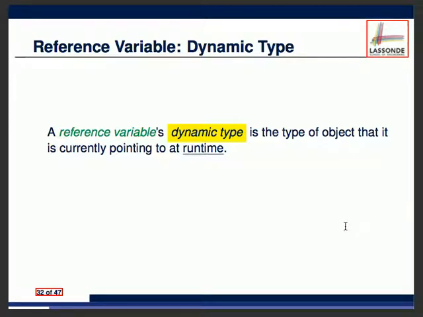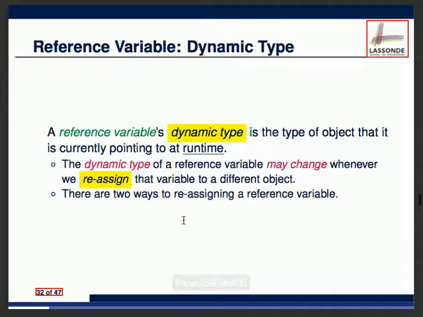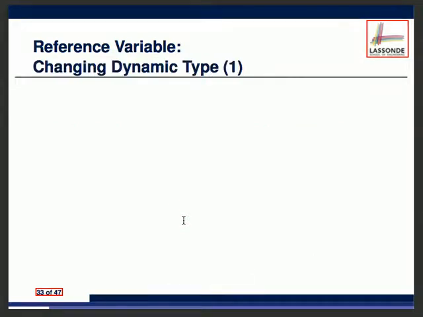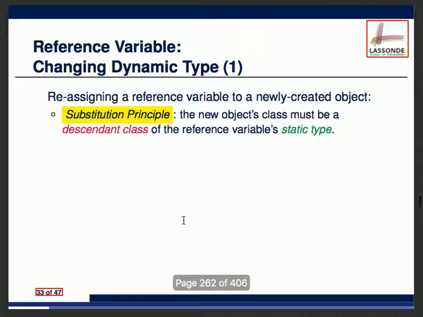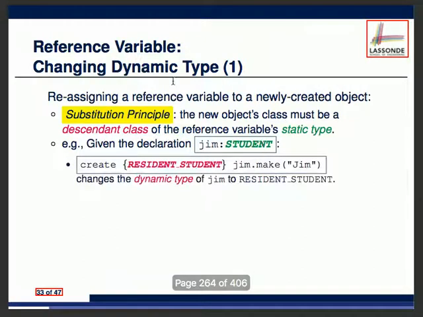And there are two ways you can change it. I'll show you both. Every time you do a reassignment, you can change it. The first way is easy. So let me just show you what you can do. For example, let's say Jim is of static type students. And now, when you say create, this is the dynamic type we are assigning to Jim. We are assigning Jim to be a resident student object.